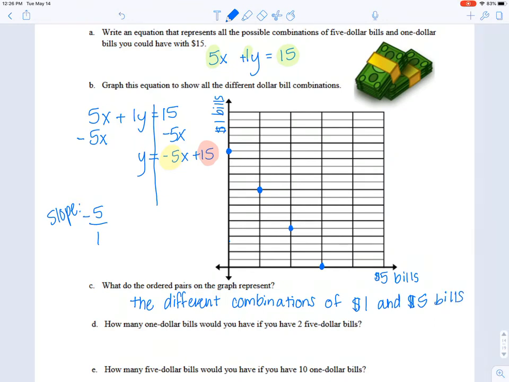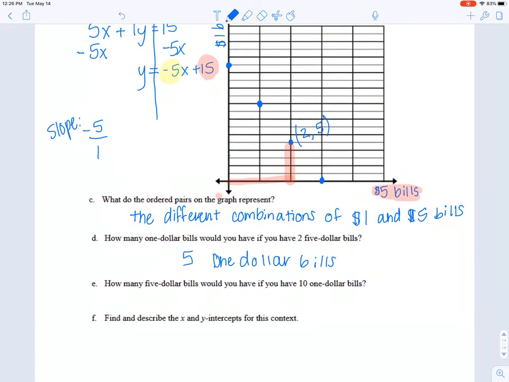How many $1 bills would you have if you had 2 $5 bills? Well, my axis for $5 bills is right here. So I'm going to go over to 2 and see where this intersects. If I have 2 $5 bills, I should have 5 $1 bills because this point is 2, 5, which makes sense because if I have 2 $5 bills, that would equal $10. 5 $1 bills would give me $15. So I would have 5 $1 bills.